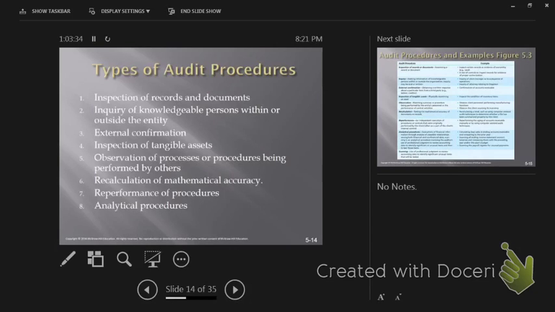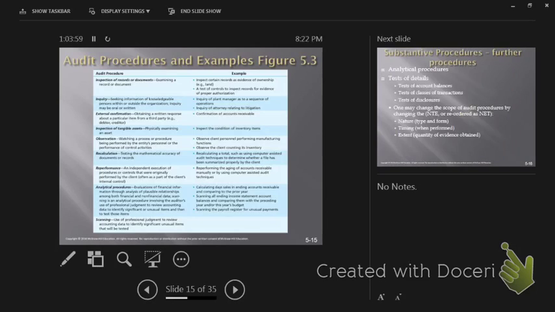On the IT side, sometimes we've got to go to the off-site backup locations or the off-site disaster recovery locations and look at them. Observation, you go watch it happen. What are you doing? The most common observation is inventory. Recalculation of math seems simplistic. Now some of that's going away with more and more computers, but there's still math done by hand. Reperformance of the procedures, and then analytical procedures.